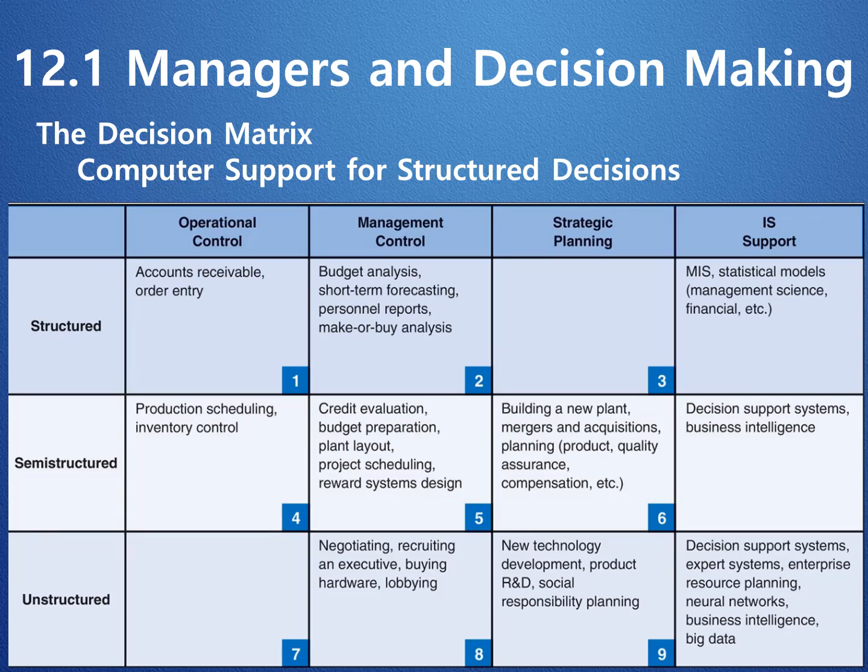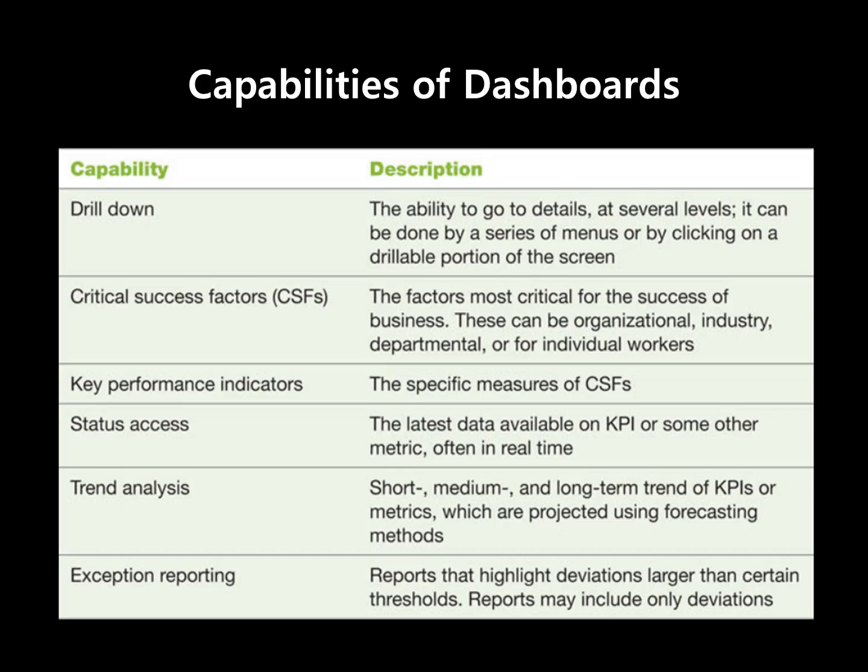Cell 9 involves strategic planning decisions that are unstructured. Modern organizations continue to be challenged by supporting these decisions with IT. Within this cell, you can see that R&D tasks are strategic and unstructured. Dashboards are the most cutting-edge technology for supporting decisions in real time in modern organizations. Here we see the various capabilities of dashboards.